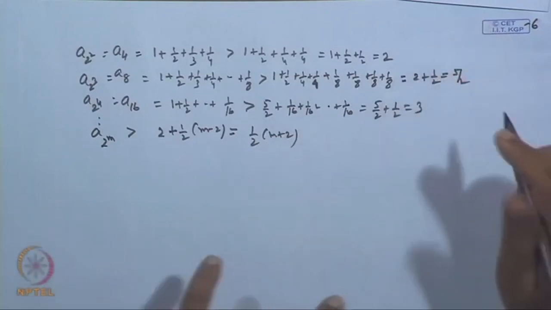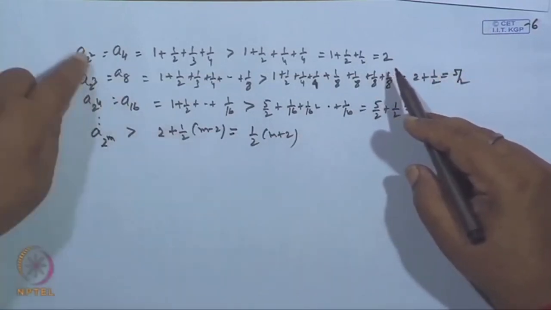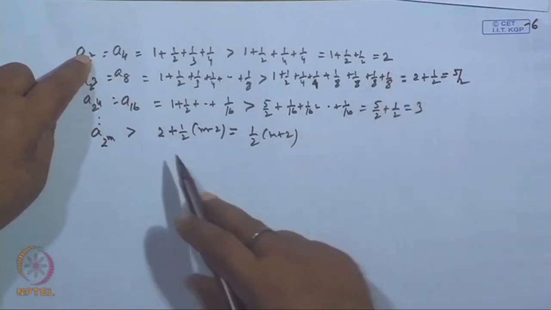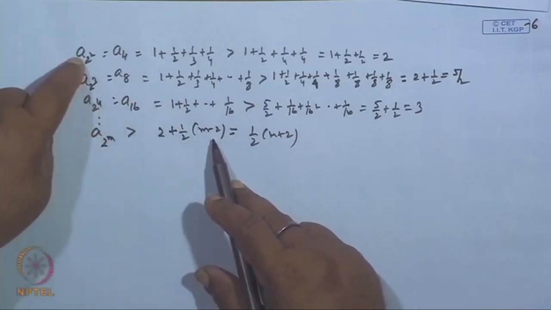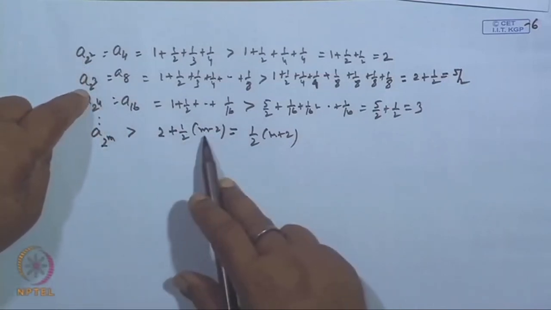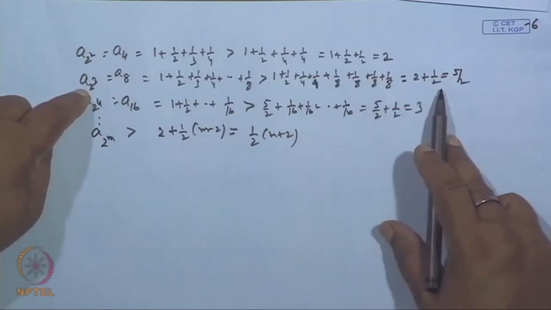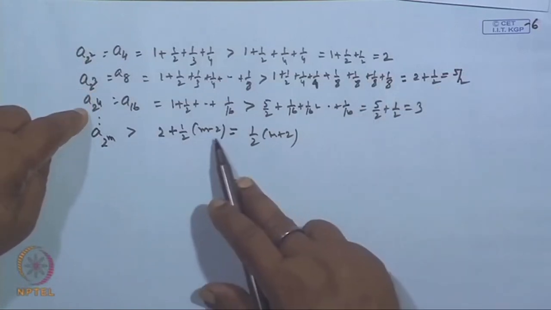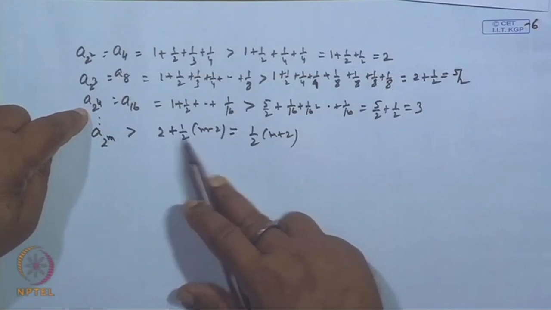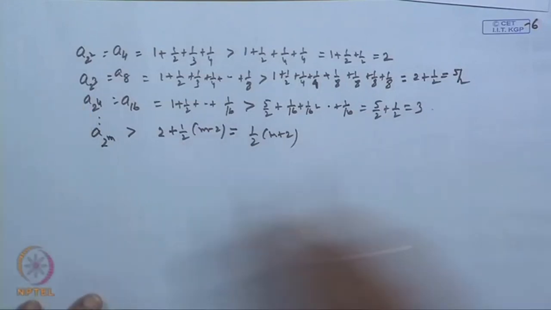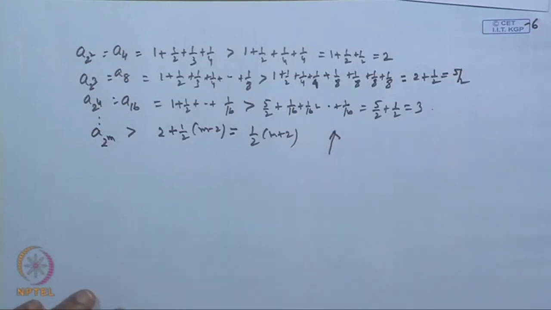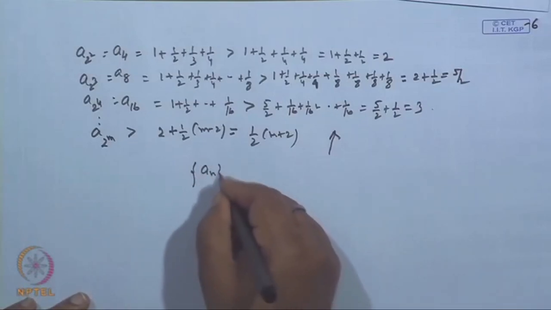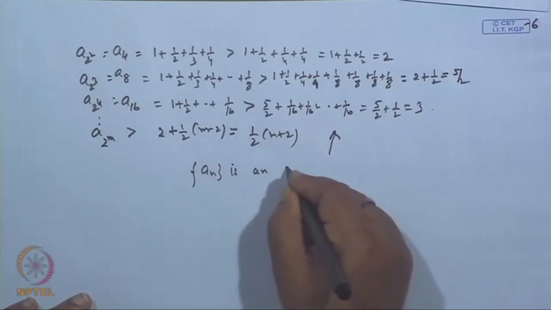We satisfy this condition. You just see m is here 2. So, this can be written as 2 plus (2 minus 2) by 2, that is 2. So, this is satisfied. m is equal to 3. So, 3 minus 2 by 2, half, this is satisfied. m equal to 4. So, this will be 4 minus 2 by 2, that is 3, and continue. So, what we say is that this sequence keeps on increasing. So, the sequence a_n is an increasing sequence.